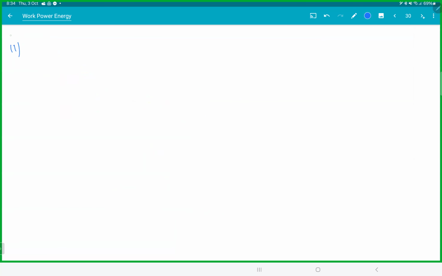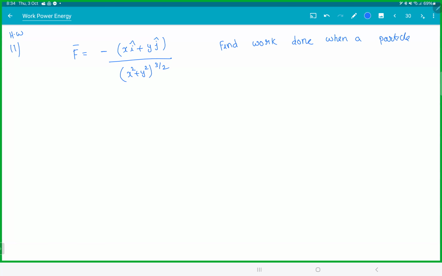This one, try this as a homework question. Next class, when we catch up, we'll discuss this. Force is given by minus x i cap plus y j cap by x square plus y square whole power 3 by 2. Find work done when a particle goes from (1, 1) to (2, 3).